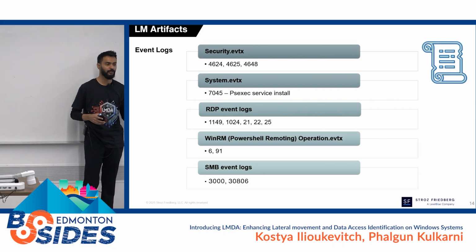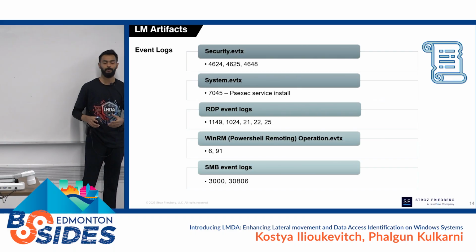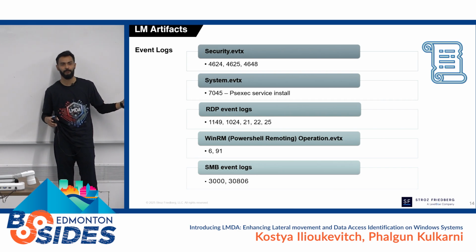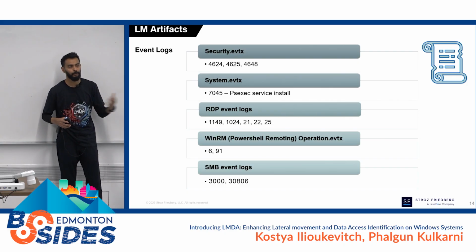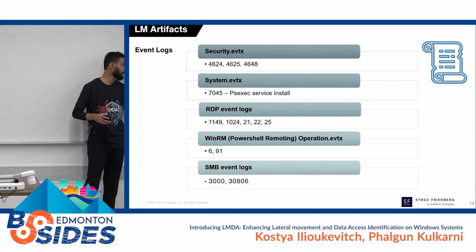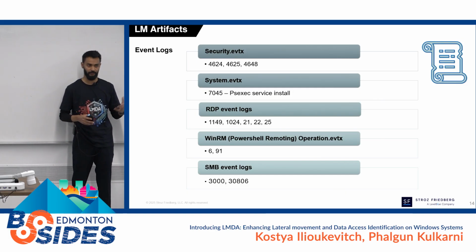We also have Windows remoting or PowerShell remoting, again a commonly abused Windows feature by threat actors to connect to remote systems, as well as SMB events or Server Message Block access. It's like connecting to a network share from your system. That will include information in these SMB event logs, which again can prove lateral movement.